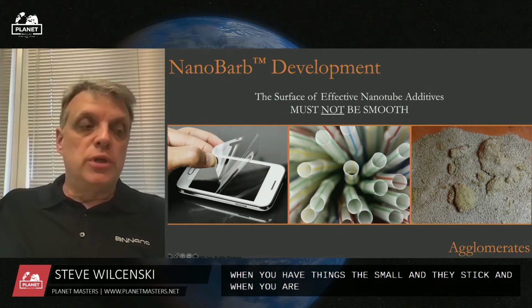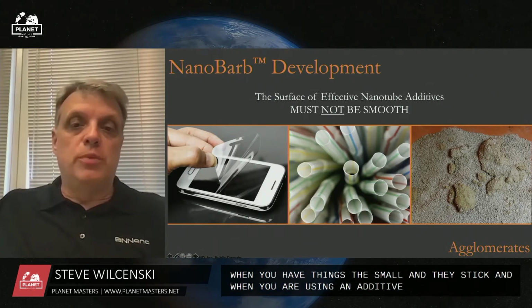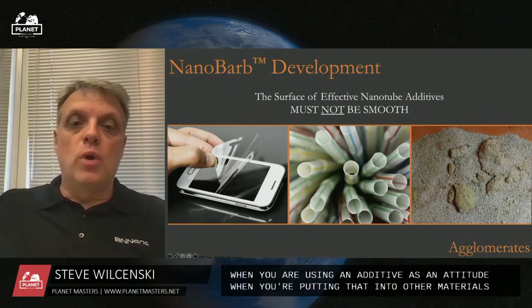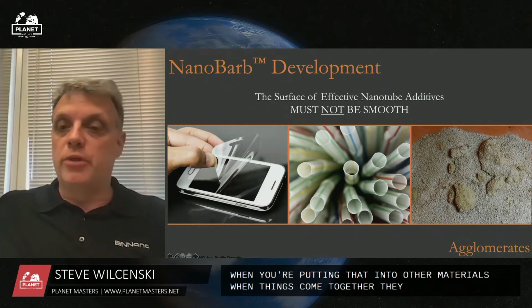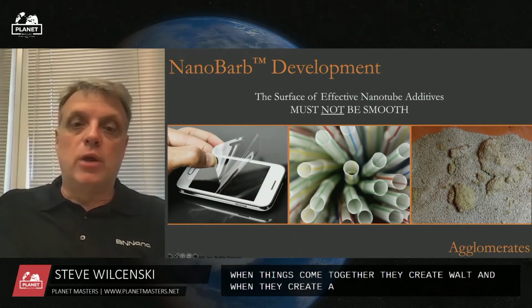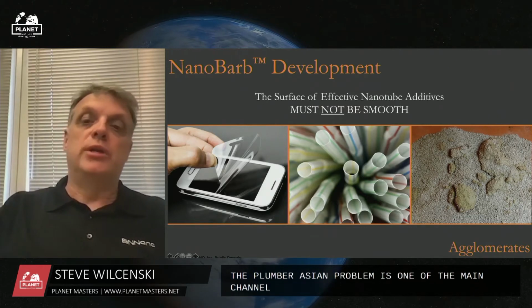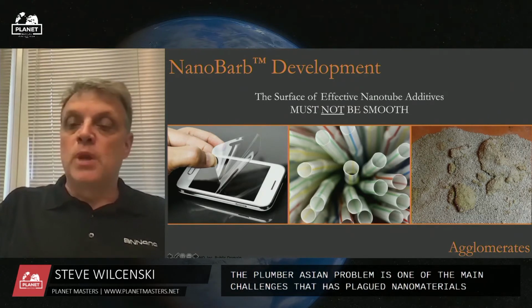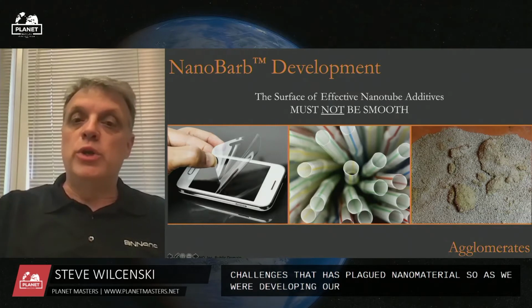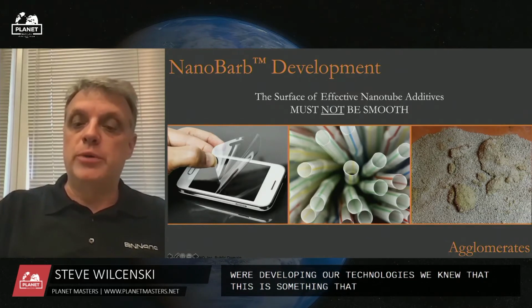And when you are using a nanotube as an additive and you're putting that into other materials, when things clump together, they create flaws. And when they create flaws, they create failures. The agglomeration problem is one of the main challenges that has plagued nanomaterials. So as we were developing our technologies, we knew that this could not be smooth on the surface.